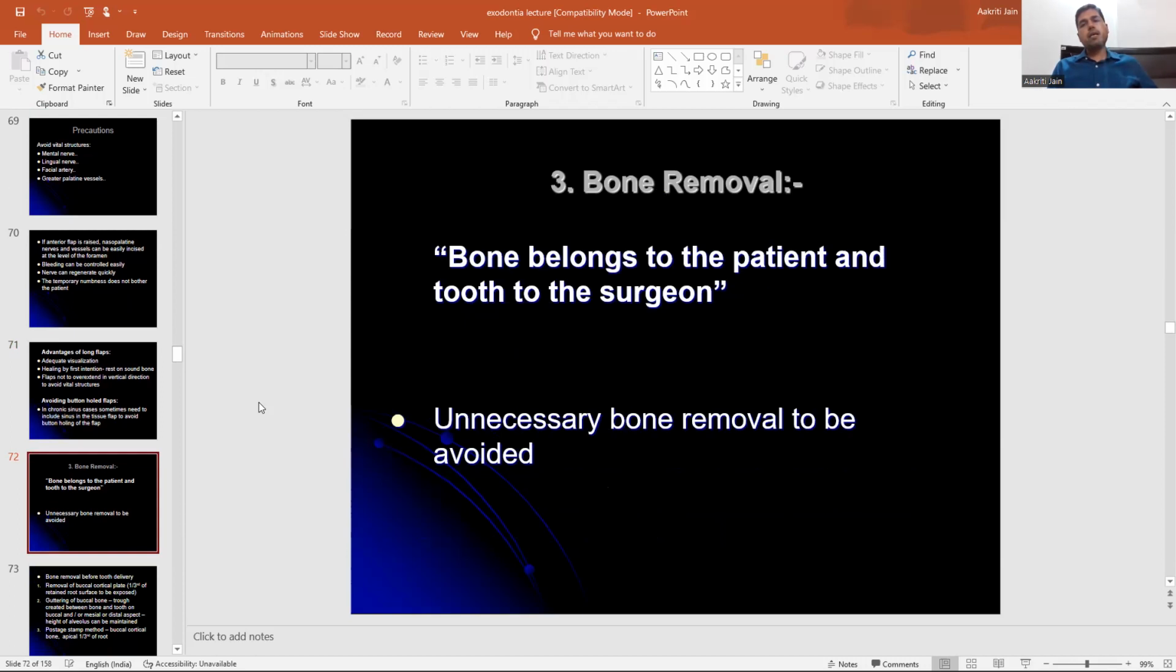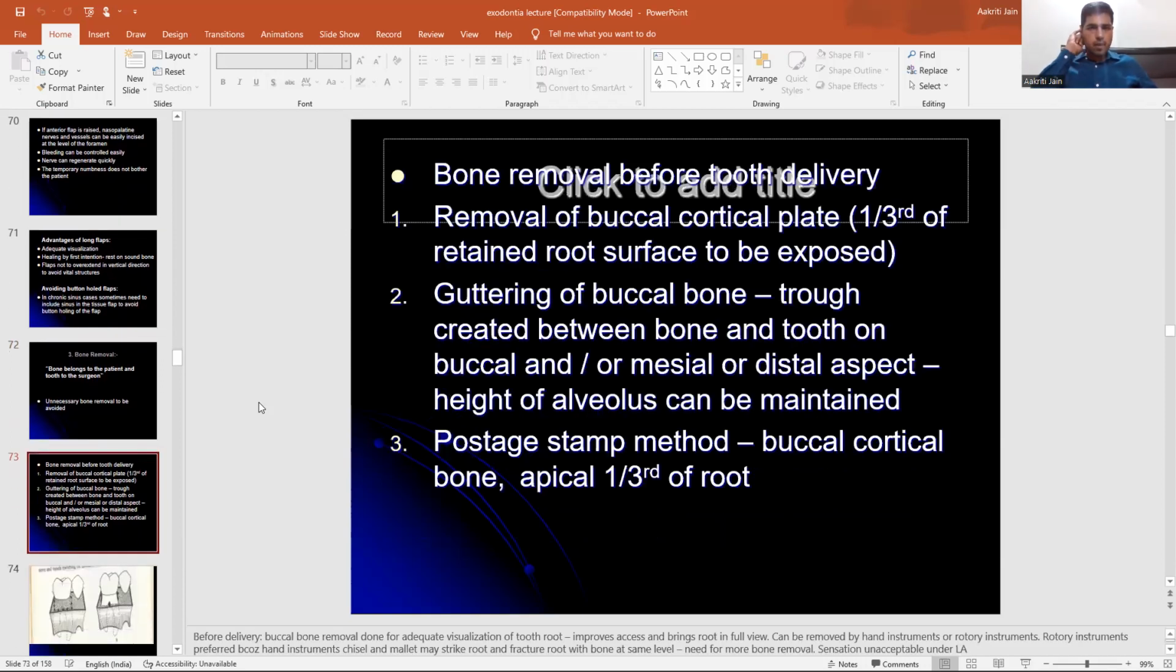Bone belongs to the patient and the tooth to the surgeon. This is the basic principle to be followed in any extraction or transalveolar procedure. Unnecessary bone removal is to be avoided. Bone removal before tooth delivery comprises removal of the buccal cortical plate, with one third of the root surface to be exposed. Guttering of the buccal bone creates a trough between the bone and the tooth on the buccal and the mesial or distal aspect. The height of the alveolus can be maintained.